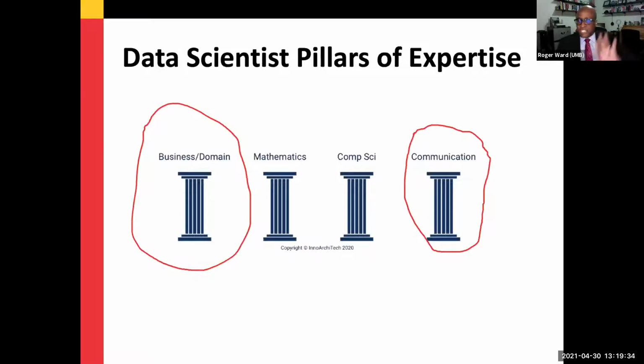The understanding of the business context in which the data has to be used, in our case as a university trying to improve the human condition, and how to speak in lay terms to leaders so that they could communicate what the data said, why the data is important. So that communication pillar is also very important.